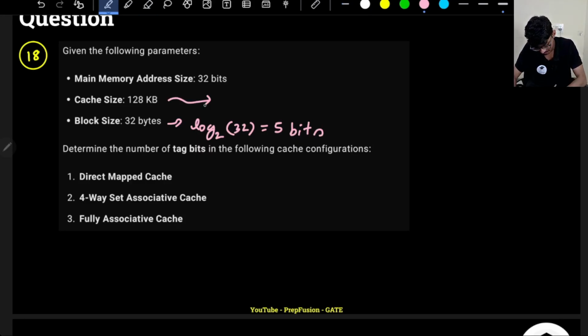What is the cache memory size? The cache memory size, I don't need to find out. I need to find out the number of cache memory blocks.